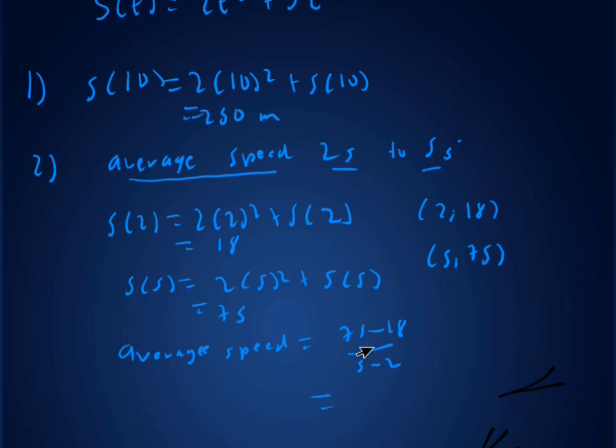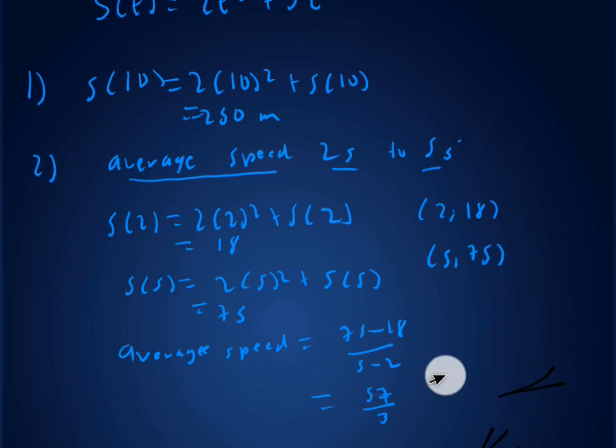So 75 minus 18, 75 minus 10 is 65. Then minus 8 is 57, right? So we're going to have 57 over 3. So we're just going to get the answer and round off to two decimal places. So that will be your average speed, right?